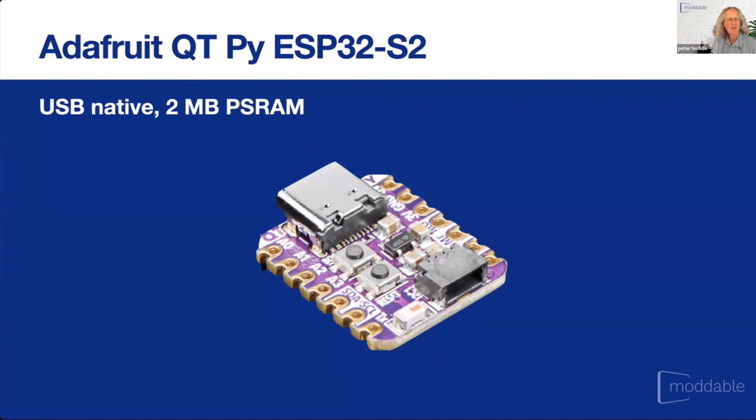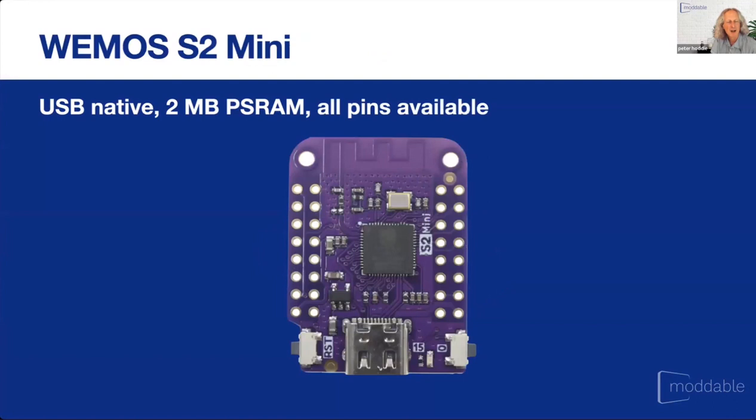We've got a couple of ESP32 S2 boards. This is one from Adafruit, and it's USB native. It's really tiny. It's got 2 megs of RAM. This is a WEMOS board. It's roughly equivalent. The biggest difference is it has all of its pins exposed. So if you're going to connect lots of stuff to it, and you're happy with a soldering iron, this is the one for you.